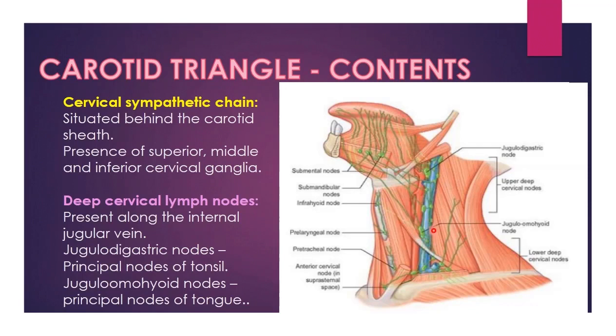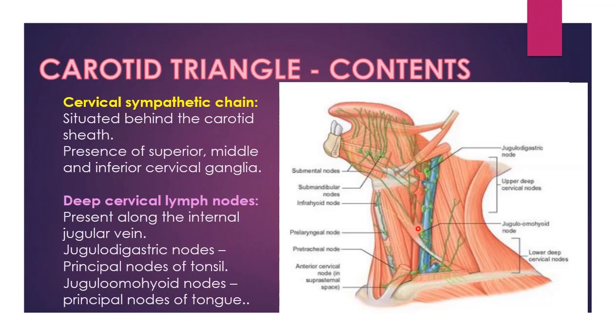The lower deep cervical nodes are actually called the jugulo-omohyoid nodes, situated near the inferior belly of the omohyoid and the internal jugular vein. They receive fibers from the upper deep, that is your jugulo-digastric nodes, and also fibers directly from the submental and submandibular lymph nodes. Also they bypass these nodes and come here.